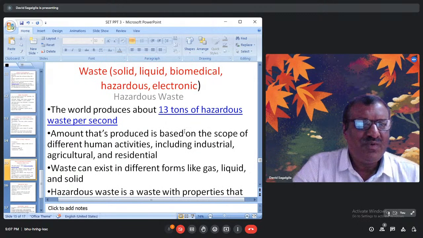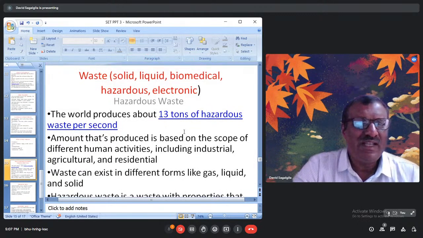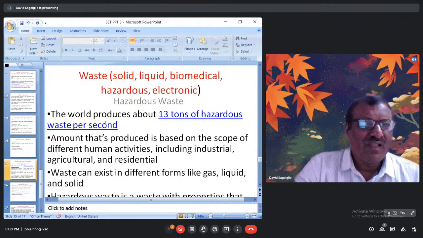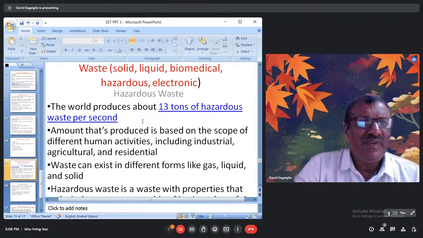Then we move on to waste, solid, liquid, biomedical, and hazardous, as well as electronic hazardous waste. So, what is waste? We see that waste is nothing but garbage, something which is of no use to human beings is called as waste. So, this amounts in the form of solid, liquid, biomedical, hazardous, as well as electronic waste. The world produces about 13 tons of hazardous waste per second.